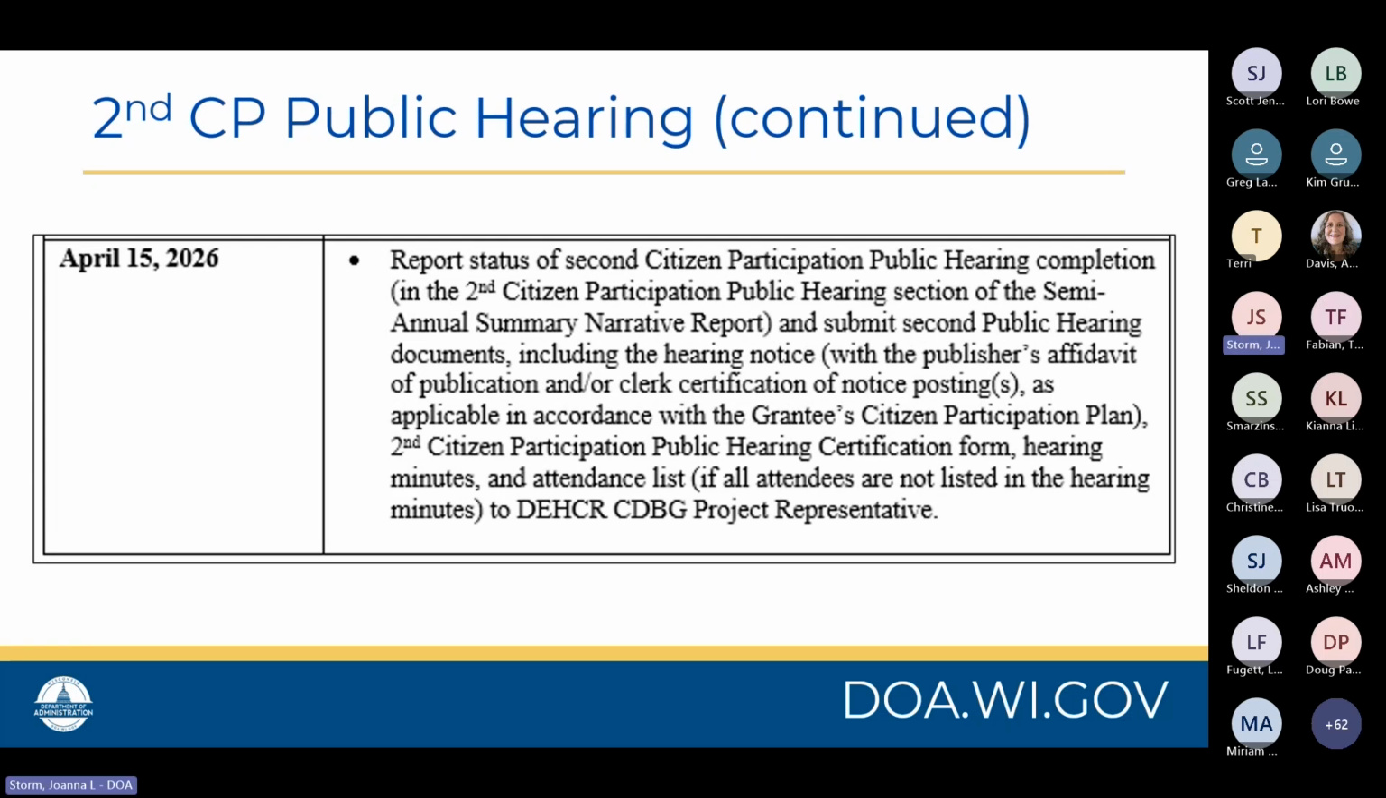So there'll be not only a due date listed in your timetable, but then the next subsequent semi-annual or quarterly reporting period will also detail what information needs to be provided and reported with your reporting submission. In this instance, you'll need to complete the appropriate paperwork and submit the public hearing documents, which would include a hearing notice along with the publisher's affidavit of publication or a clerk's certification of the notices being posted as applicable and in accordance with your grantee citizen participation plan.